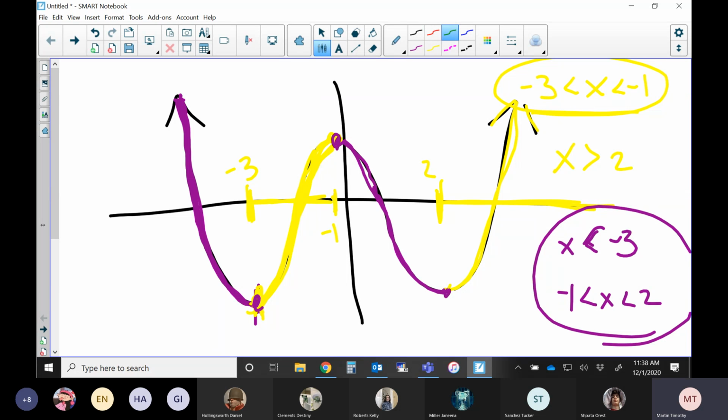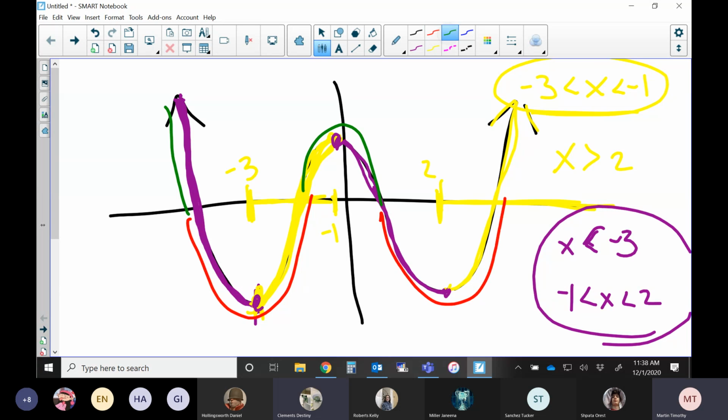Where did this change from being positive to being negative? You don't know what these points are called right here? The x-intercepts. They're called x-intercepts. So at the x-intercepts, graphs change from positive to negative. At turning points, we have decreases changing to increases.